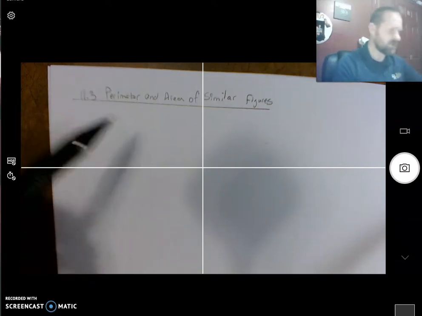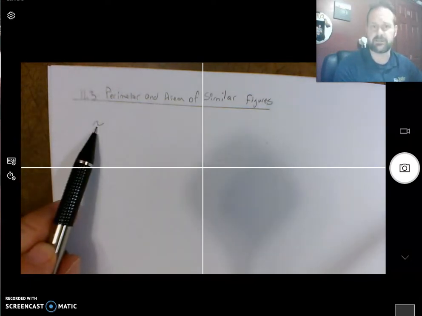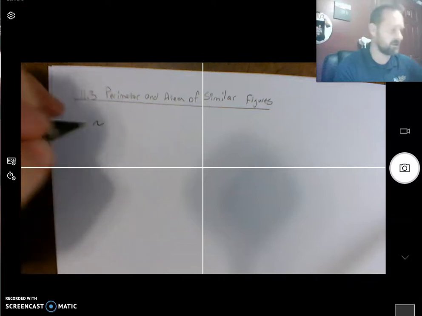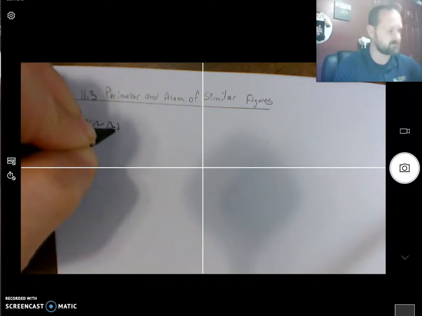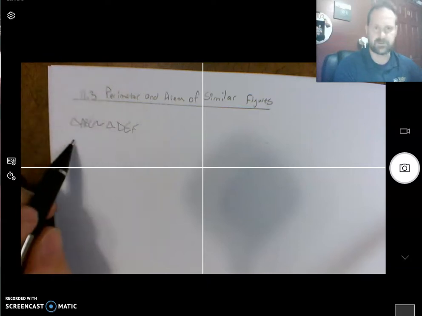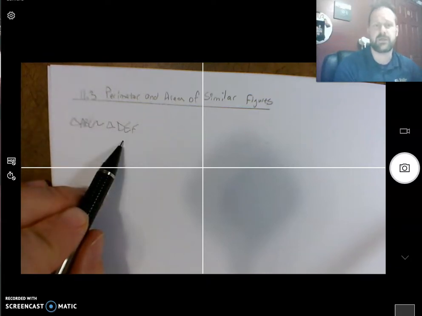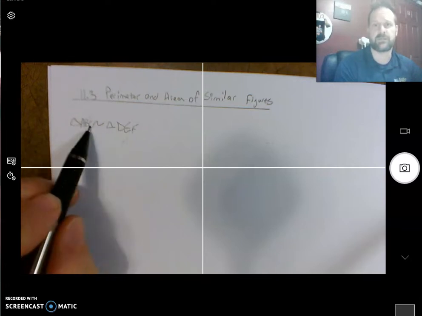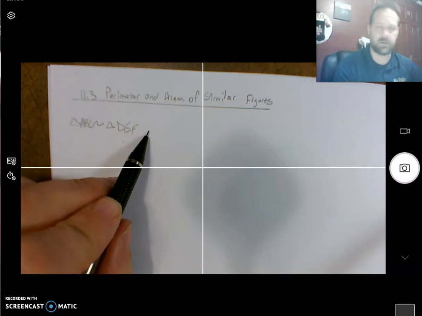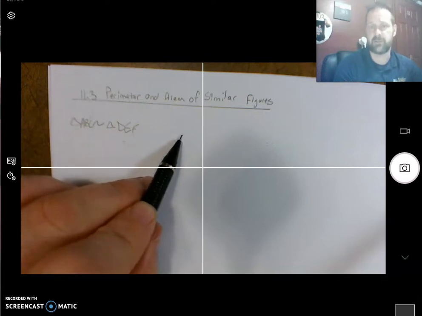So, similar figures. You remember this symbol here? That's defined as similar, using this: triangle ABC is similar to triangle DEF, because those are the letters in the alphabet and the common ones we use. Remember, in order for something to be similar, all parts need to be similar. If we had a parallelogram similar to this parallelogram, then all parts.